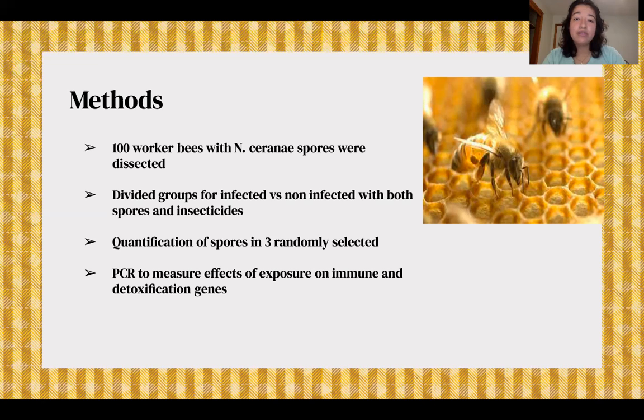So out of the surviving honeybees, 3 were randomly selected in order to quantify the effects. And these 3 were also studied in order to see if their gene expression changed. Using a real-time quantitative polymerase chain reaction, it measured the expression of immune and detoxification genes and how they changed after the exposure to these 2 stressors.